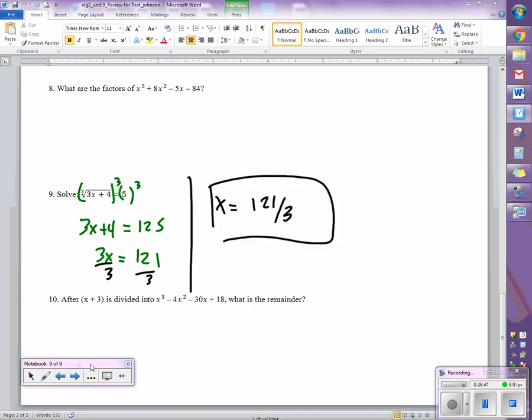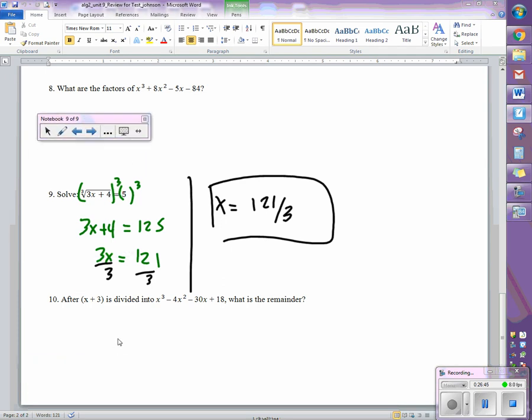And number 10 is our last question. It says, after x plus 3 is divided into x cubed minus 4x squared minus 30x plus 8, what is the remainder? So we're going to use negative 3 outside the house.